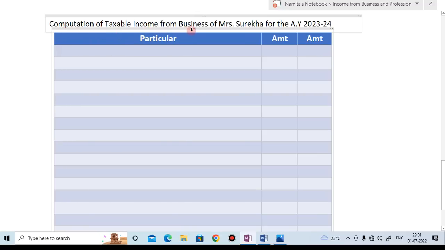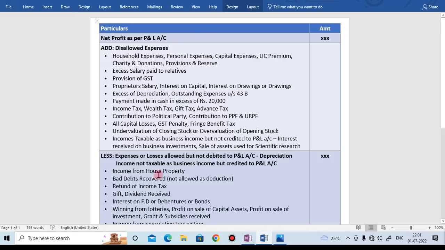Give the heading: computation of taxable income from business of Mrs. Sureka for the assessment year 2023-2024. Then particulars, and two columns for amount, one is inner and one is outer. Now look at the format.